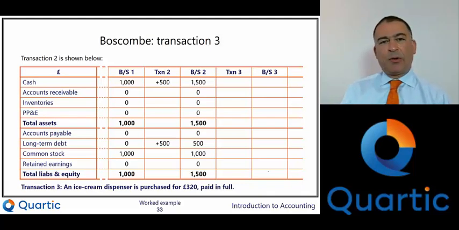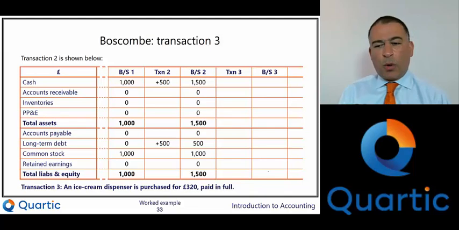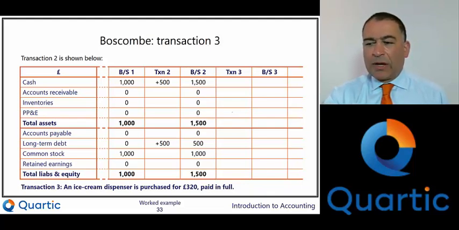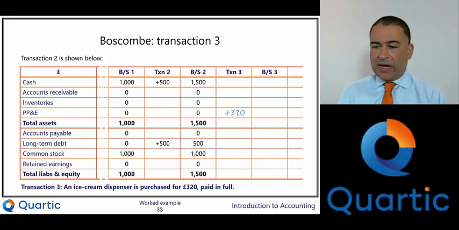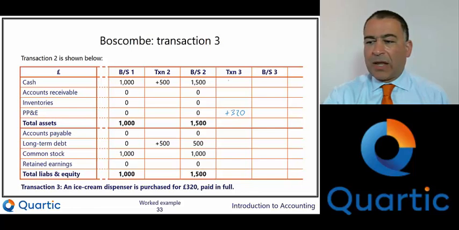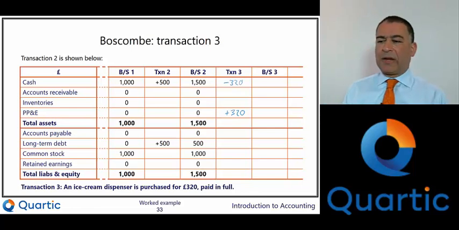So we're buying an ice cream dispenser, we're buying an asset. What's the asset? Now, it's not inventories, because inventories are what you're buying in order to sell. Here, it's property, plant and equipment. An ice cream dispenser is going to be a form of equipment, and therefore, transaction 3, we're going to have PP&E plus 320 under PP&E. We're paying for it in full, therefore, it's going to be cash. So cash goes from the bank. Cash minus 320. And there's the transaction, as you can see.